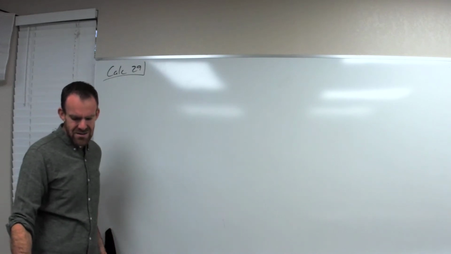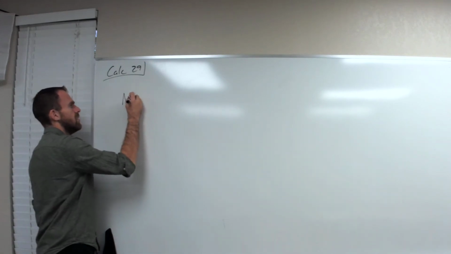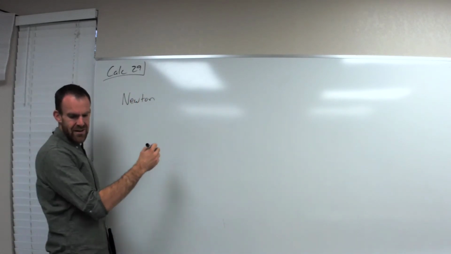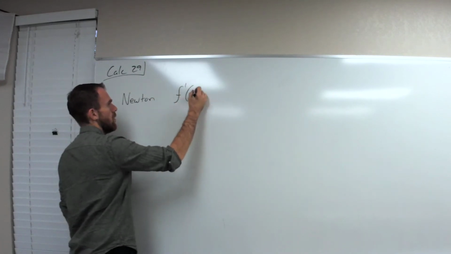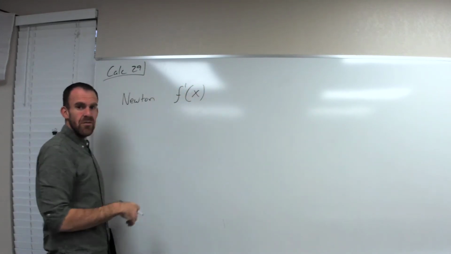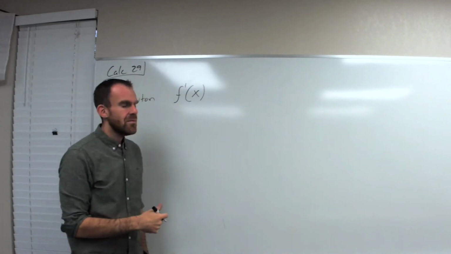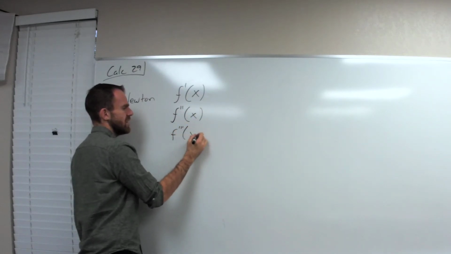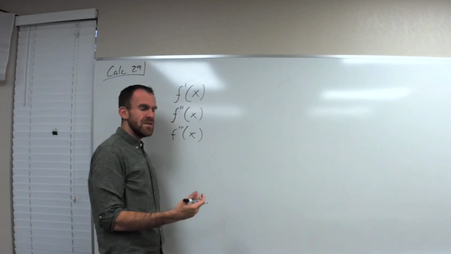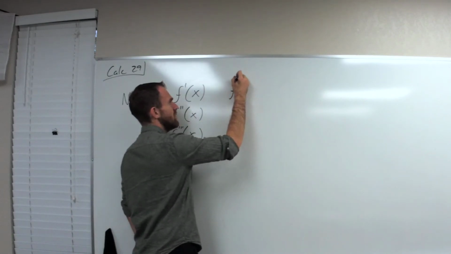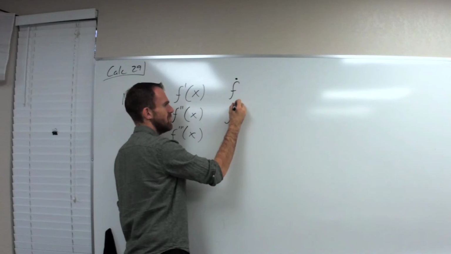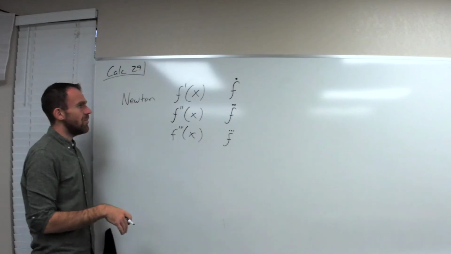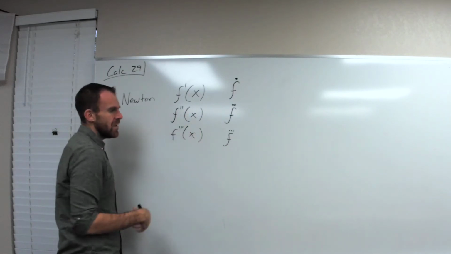So what happened is Newton wrote his differentials or his derivatives like this. You would write the derivative, or f prime, of x. The second derivative would look like this. A third derivative would look like this. If you ever take physics, f dot would be the derivative with respect to time, f double dot, second derivative, f triple dot, third derivative with respect to time. Or you can just write it like this with t.